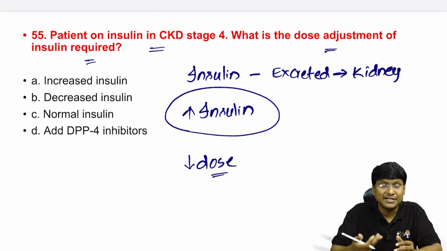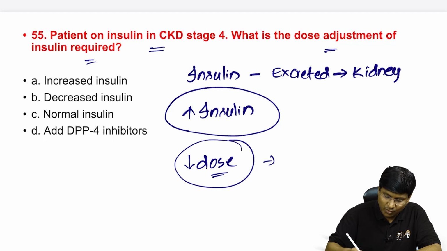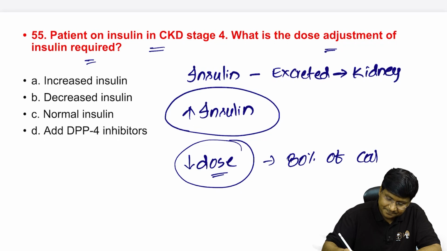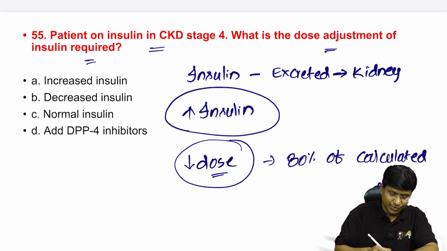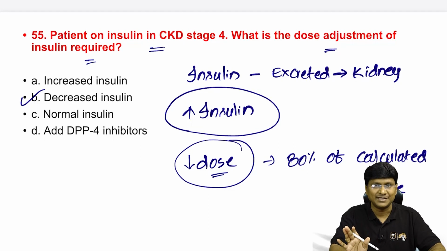The half-life of insulin increases when there is renal impairment, so you need to decrease the dose of insulin. You need to give only 80% of the calculated dose. So you need to decrease the insulin; you do not need to increase it or give the normal dose.